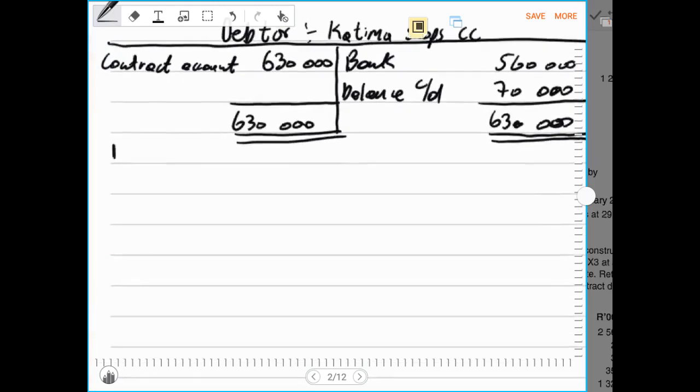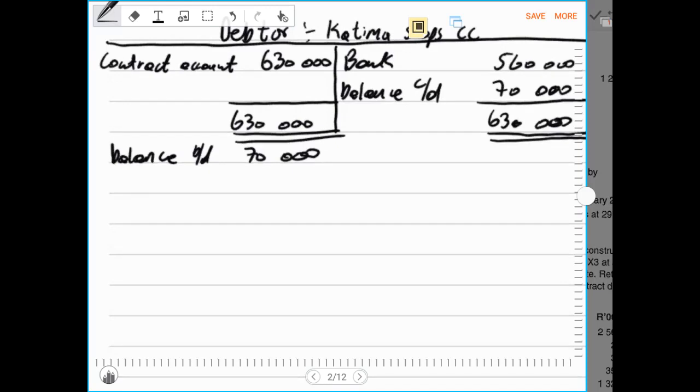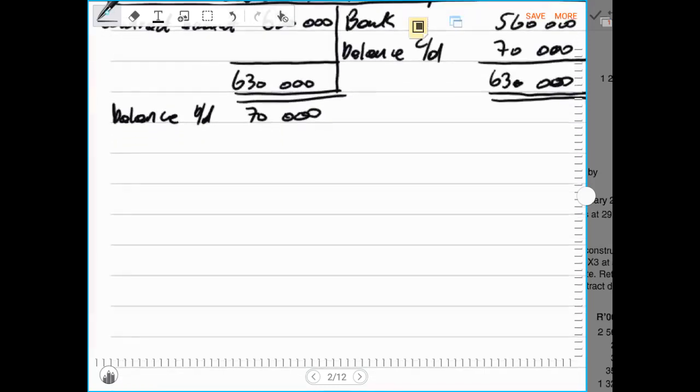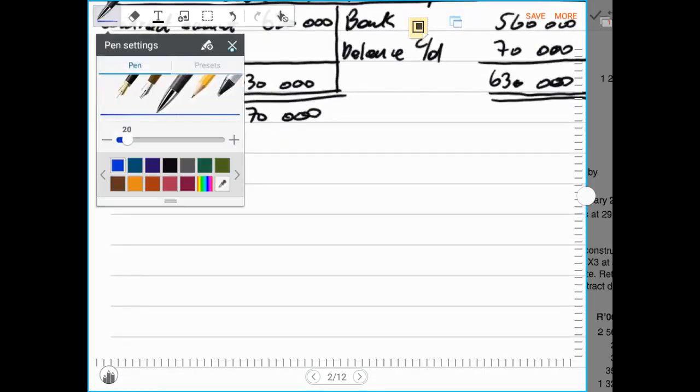And we have to bring this balance on the debit side, where we have the balance brought down as 70,000 rands. So now we have recorded that. Immediately after that has been done, we have completed all that was necessary so far. Then we go to the last part, which is the balance sheet or the statement of financial position.